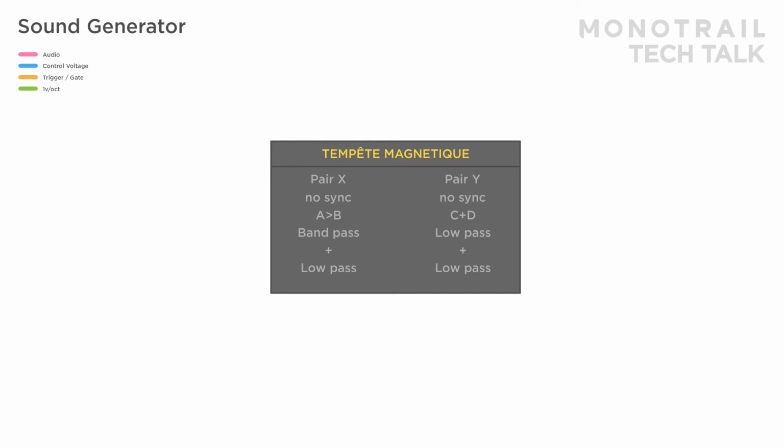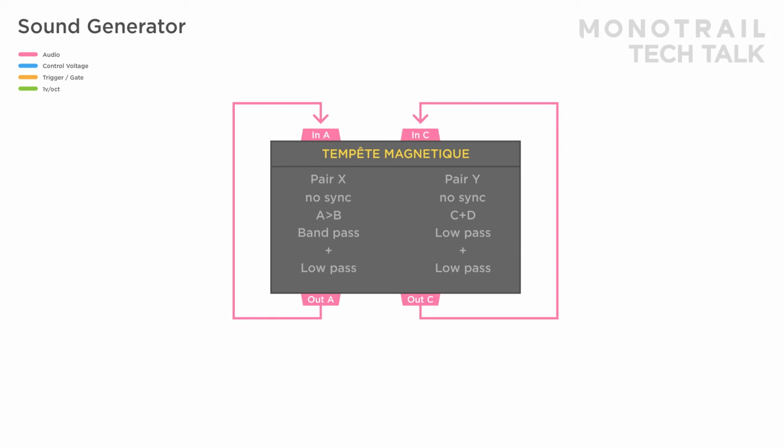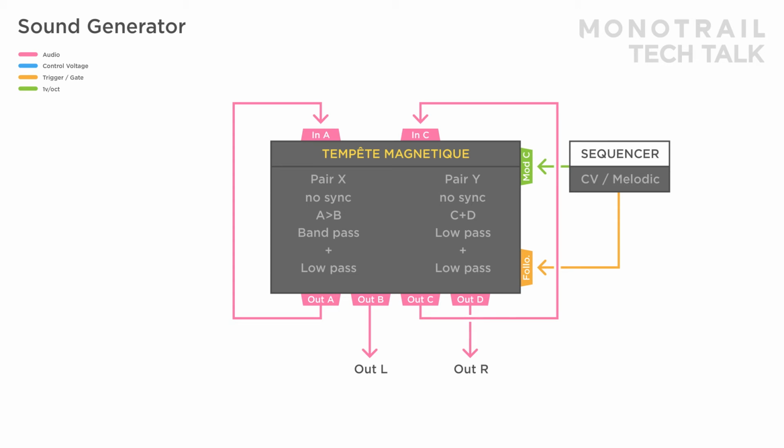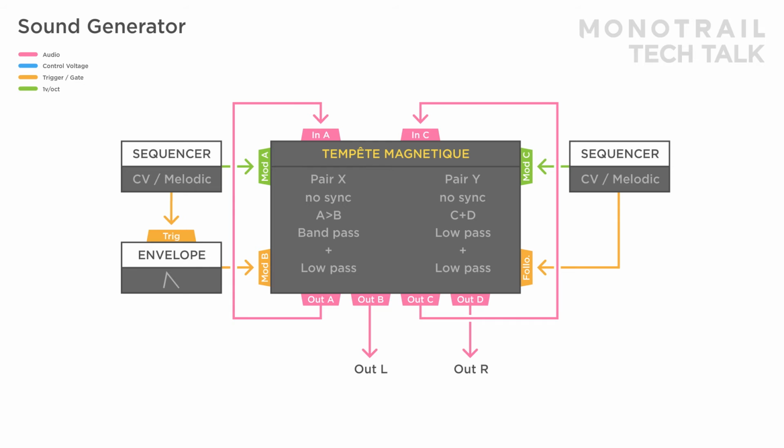Of course, you can use both pairs to create a simple oscillator filter combo. Here, filter A and C are self-patched, and out B and D are used for the voices. In this case, panned hard left and right. One sequencer is patched controlling filter C and triggering the internal envelope follower. A second sequencer is used to sequence filter A and trigger an external envelope modulating filter B.